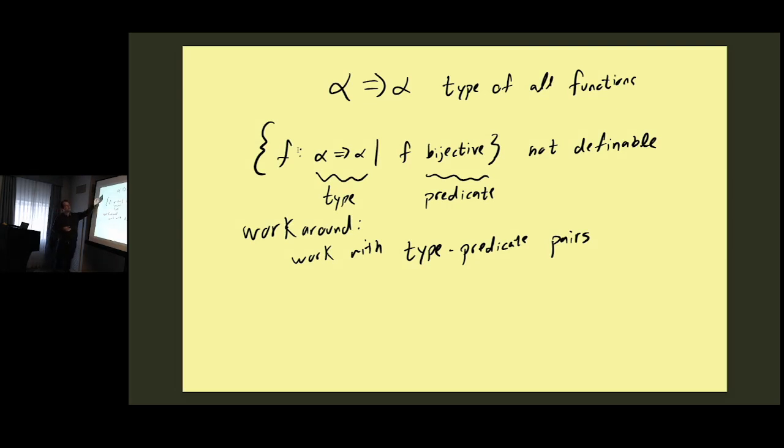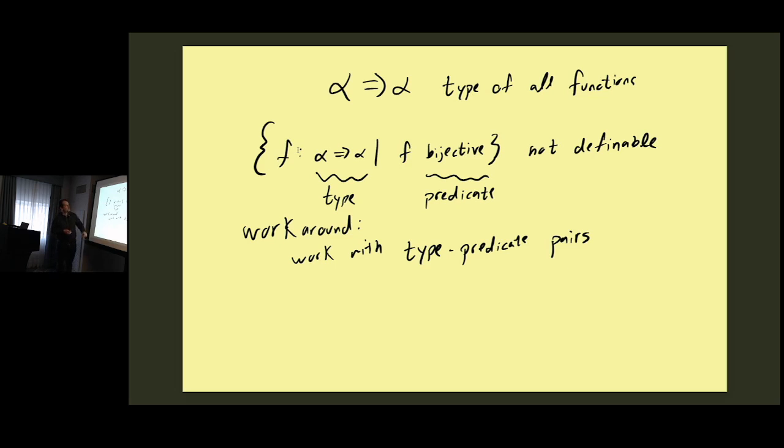Since it's based on simple type theory, we can define something like the type of all functions from alpha to alpha. That's a simple type in simply typed lambda calculus. But something we might want to talk about, such as the set of all bijective functions from alpha to alpha, is not definable as a type in higher order logic. So there's no corresponding kind of set comprehension construction here.